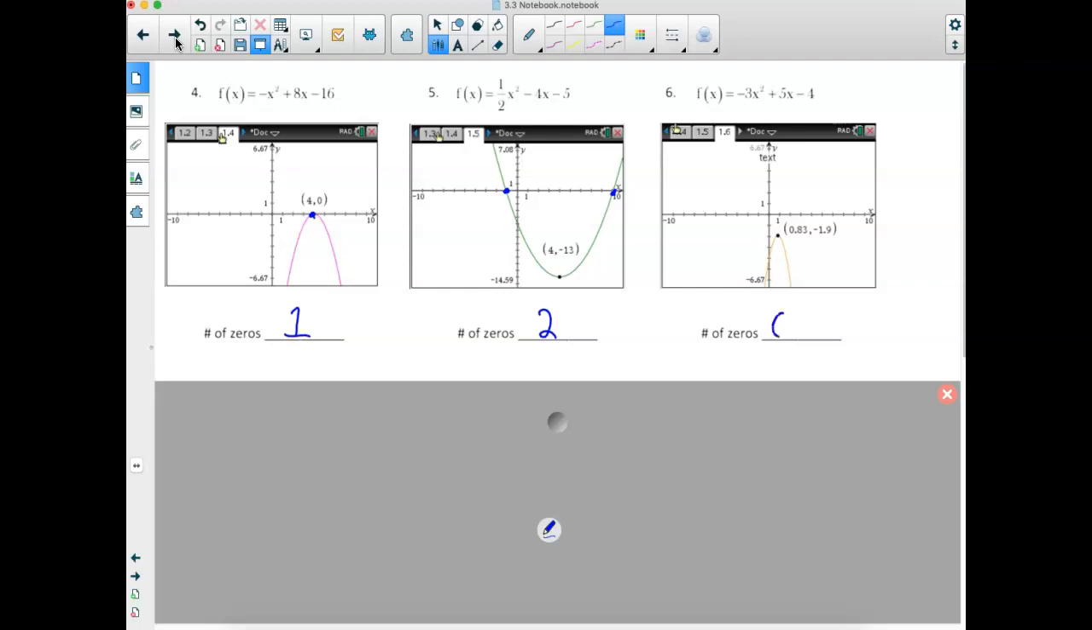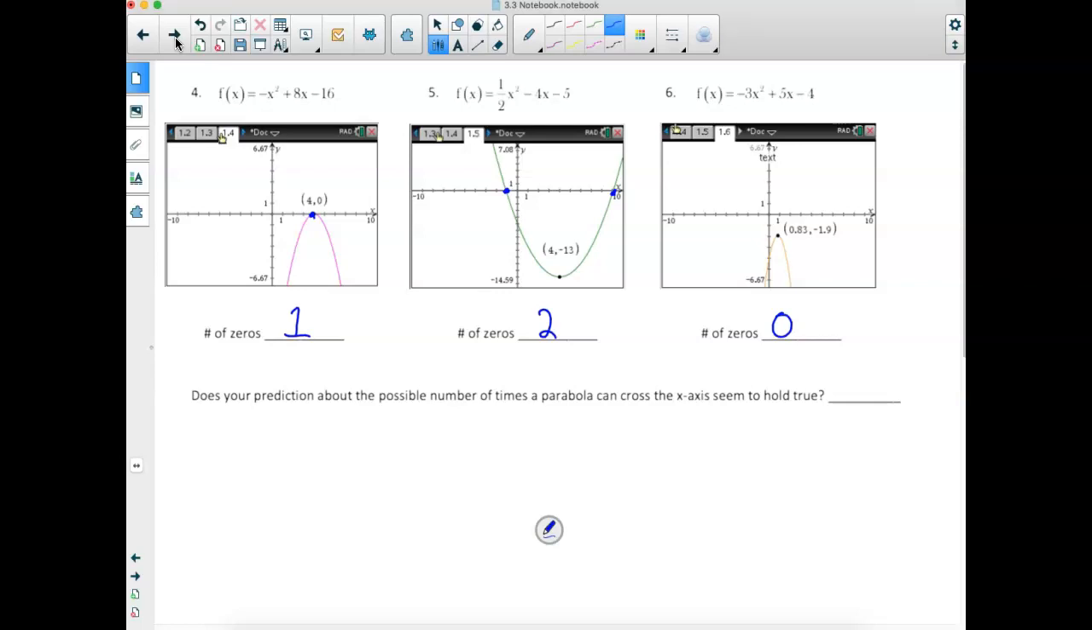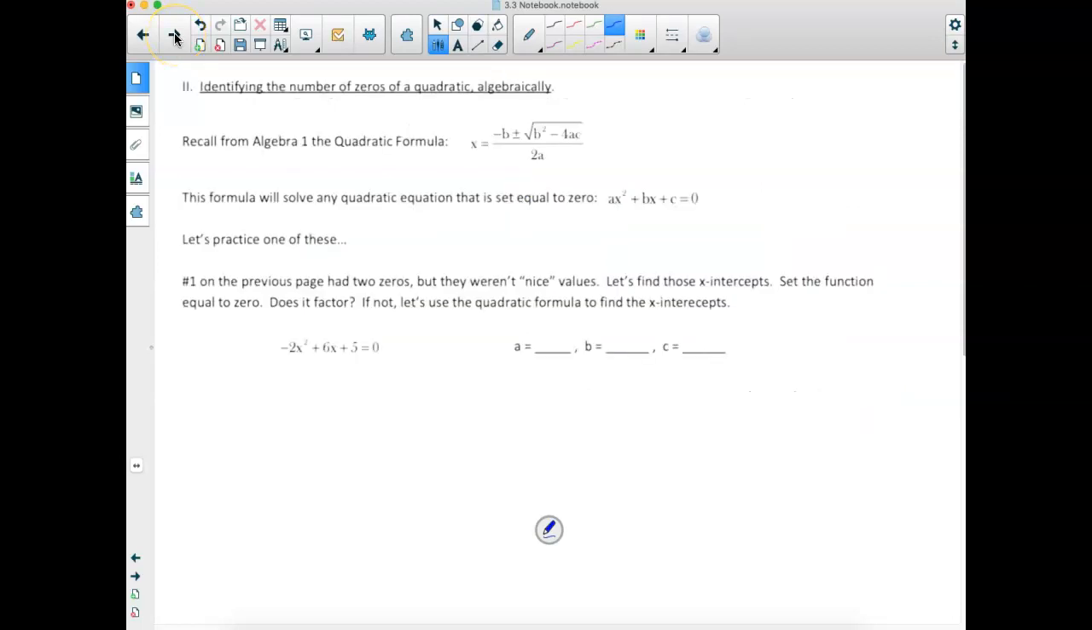And here I have 0 zeros because I do not touch the x-axis anywhere. So does our prediction about the possible number of times a parabola can cross the x-axis seem to hold true? Yep, sure does. Okay, and again, you learned that back in Algebra 1.